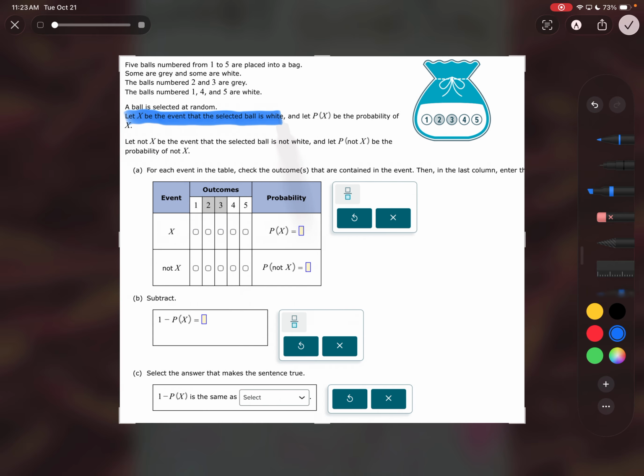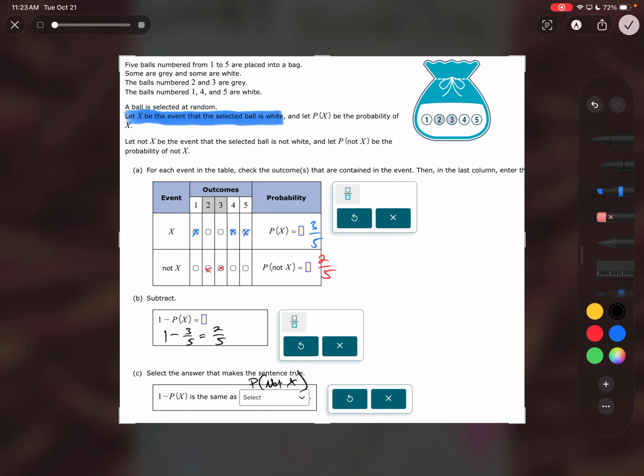Let X be the selected event that the ball is white, okay? So the ball is white at 1, 4, and 5. So my probability there would be 3 out of 5. The probability that it's not white would be 2 and 3. So that would be 2 out of 5. If I were to do 1 minus the probability of X, which is 3 out of 5, I would get 2 out of 5, right? That makes sense. So what this is telling you is that 1 minus P of X is the same as P of not X.